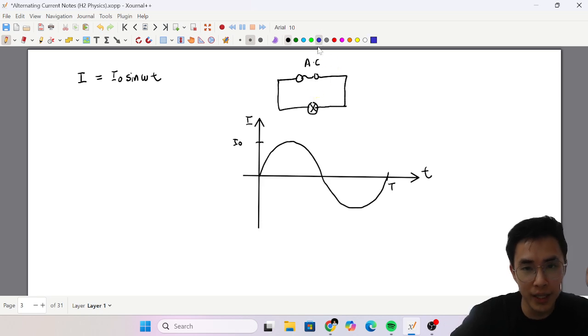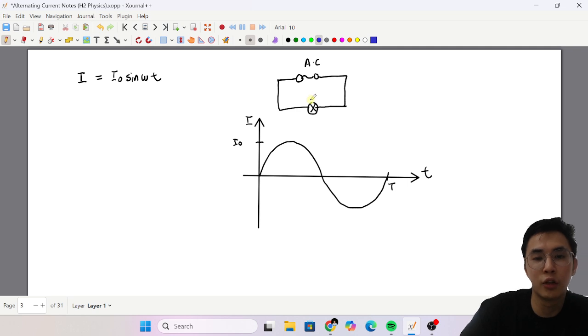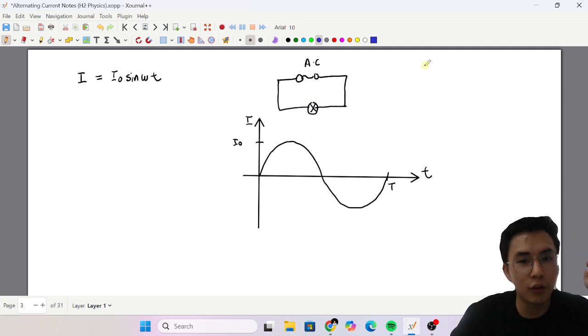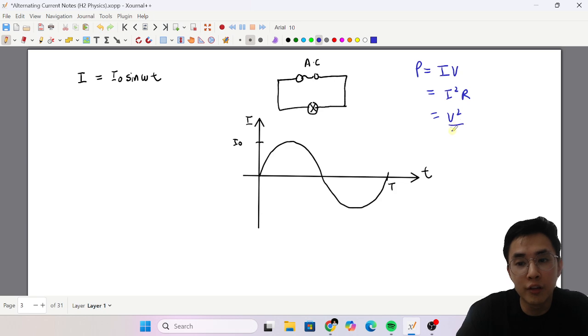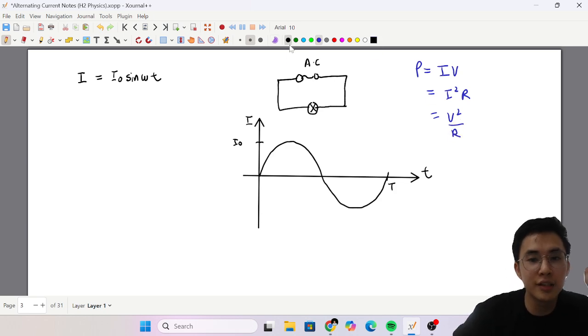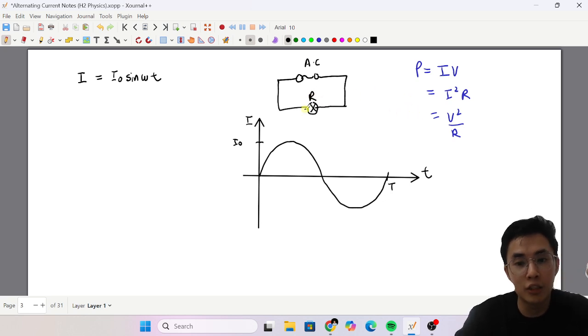I hope you agree with me that we can use a couple of formulas. Power is current times voltage, or power is current squared times resistance, or voltage squared over resistance. Let's say the resistance of the light bulb is R. Then how do I actually get the power through the light bulb?